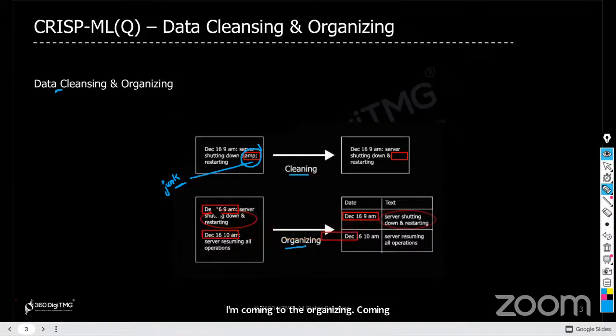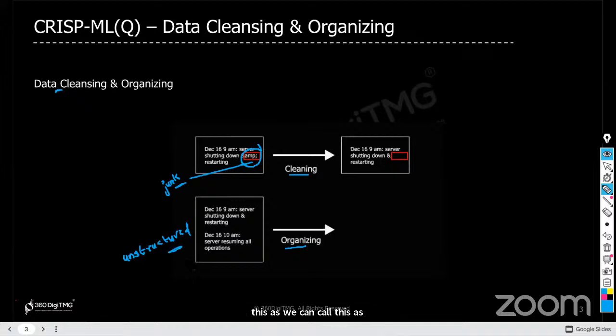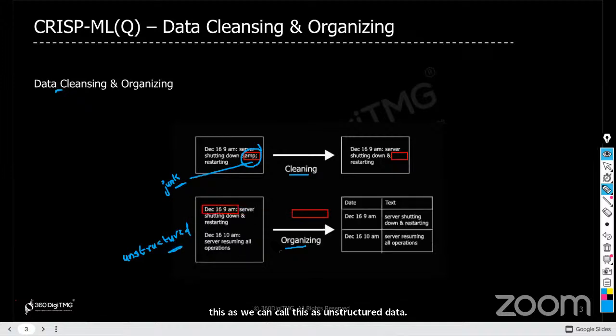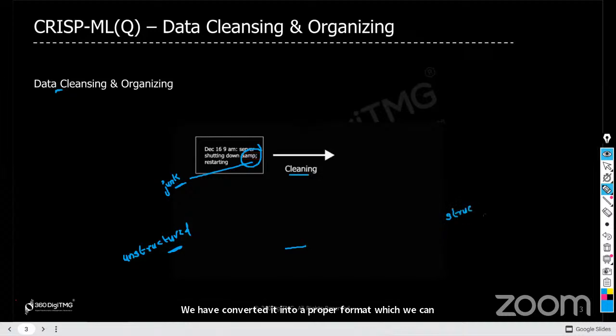And coming to the organizing. Here if you see this data, which is present on the left side, this is not in the proper format. We can call this unstructured data. So unstructured data is present over here. We are organizing our data. What do you mean by organizing our data? In order to make it meaningful, we have converted it into a proper format, which we can call structured data.